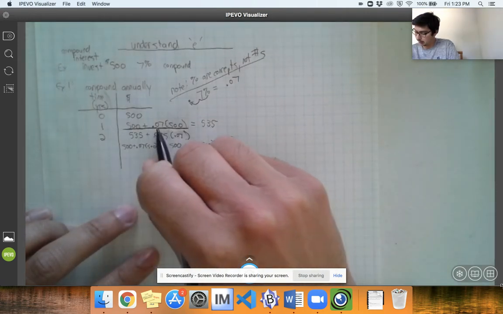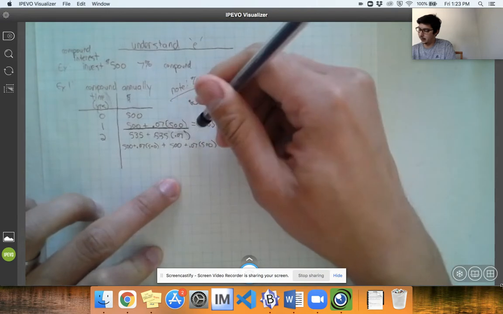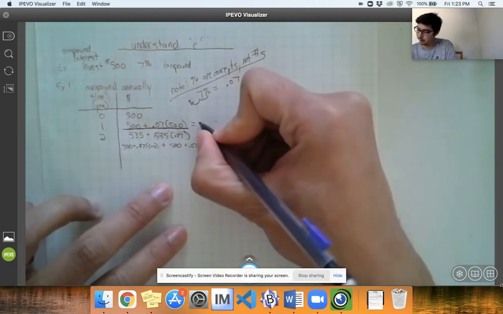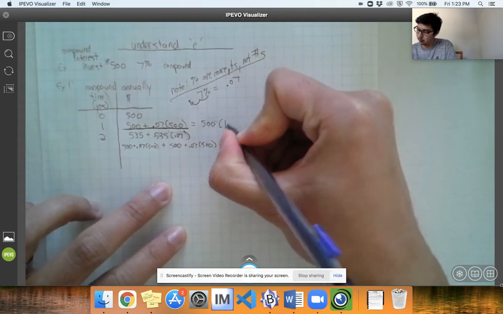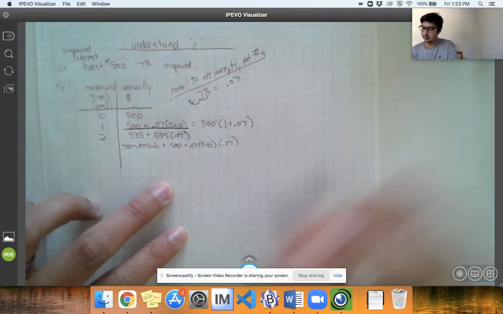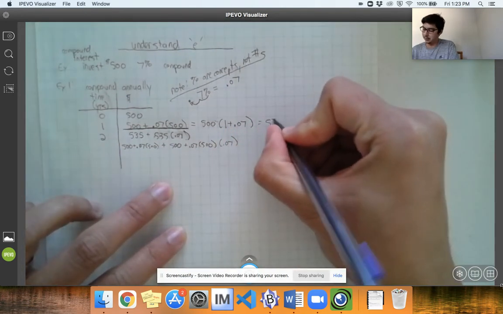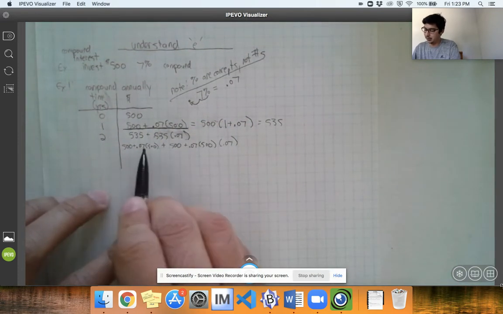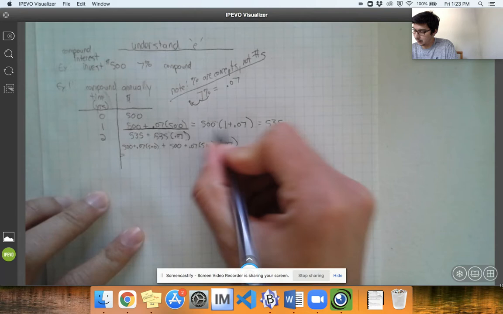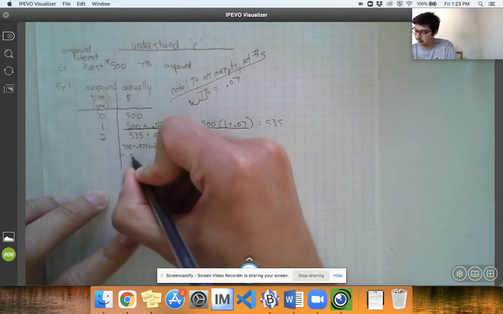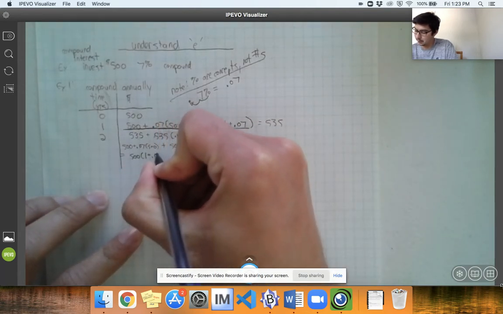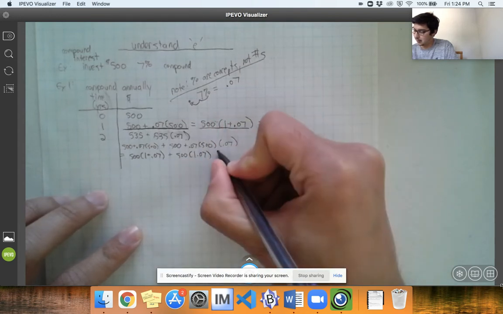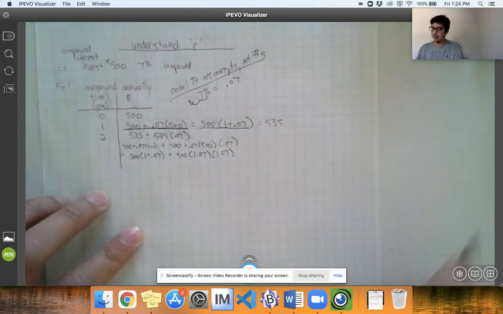Back at this step right here, instead of writing 535 right away, we could have written that as, since 500 is in both of these, we could factor out that 500 and write it as 1 plus 0.07. And that's 535. All right, so again, you can factor out a 500 because both these have a 500 there. So here I'm going to rewrite this using this instead because this is a little bit nicer. So this is 500, 1 plus 0.07. This is 500 times 1.07. And then that's times 1.07.